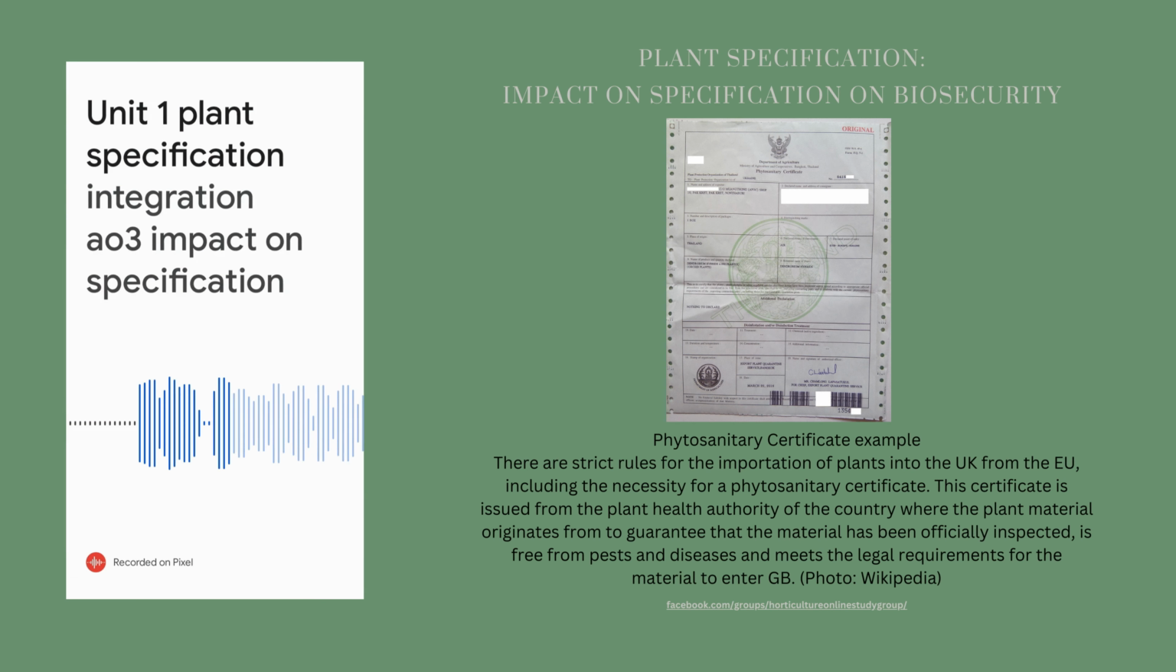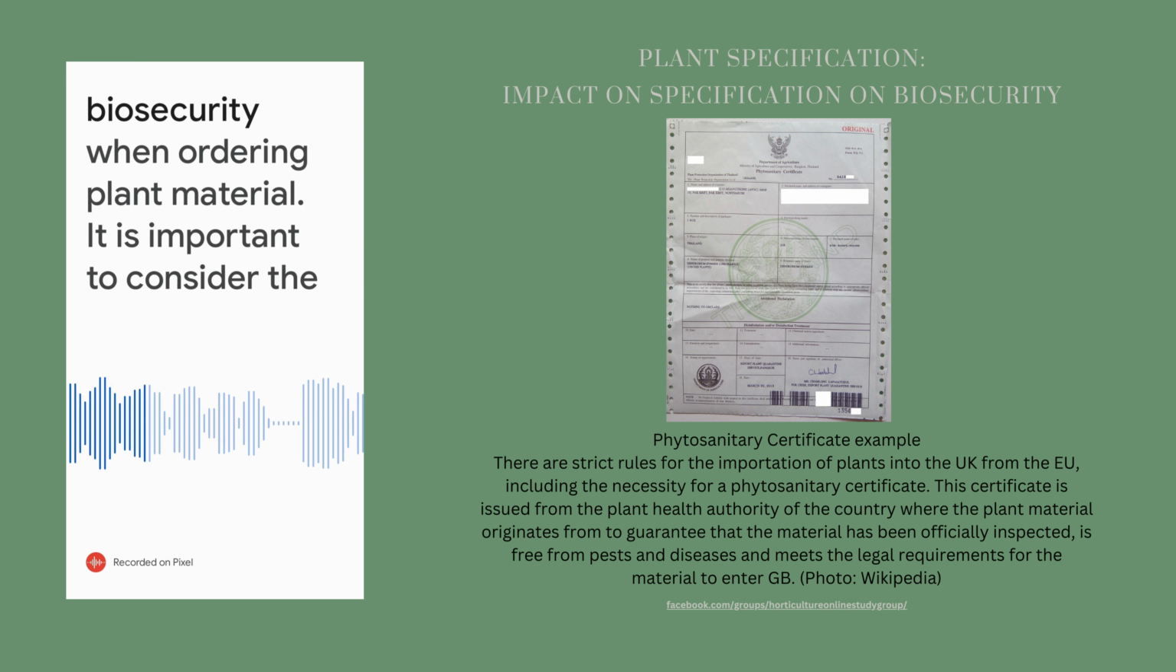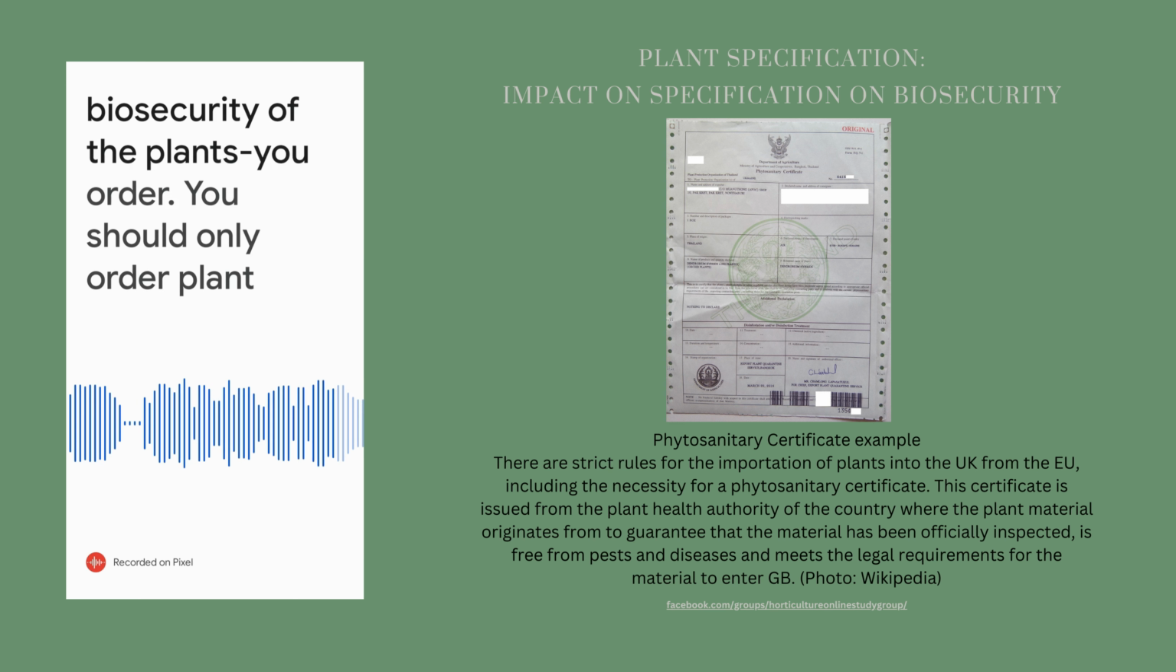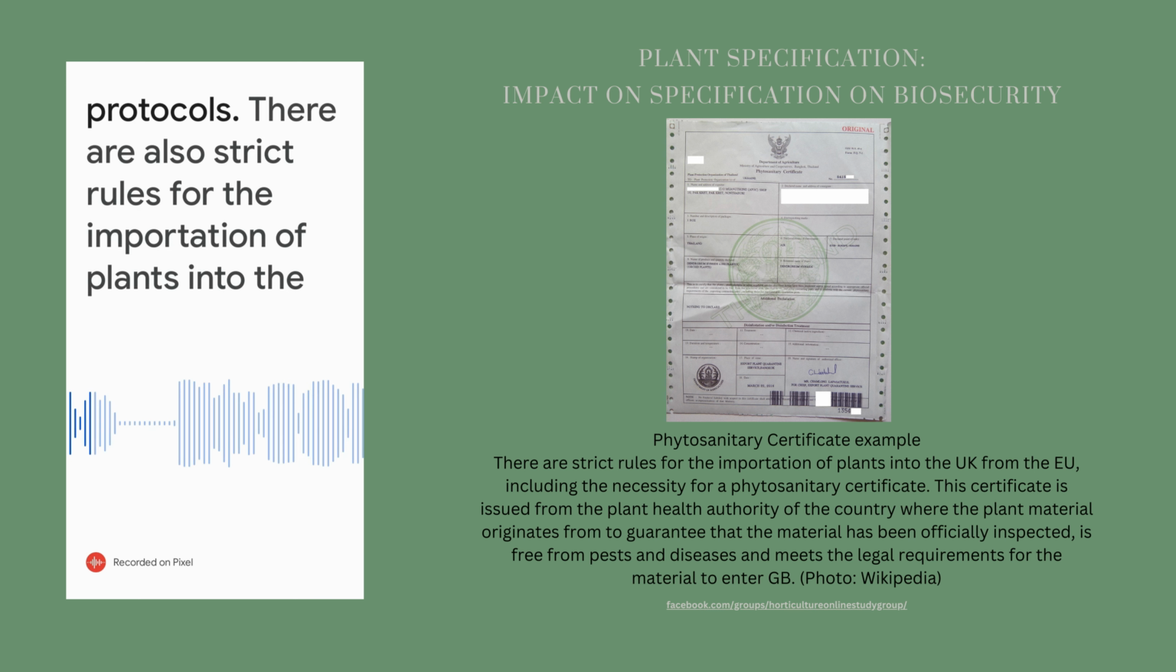Unit 1 Plant Specification Integration AO3: Impact of Specification on Biosecurity. Plant specification has a significant impact on biosecurity. When ordering plant material, it is important to consider the biosecurity of the plants you order. You should only order plant material from reputable suppliers who follow strict biosecurity protocols.